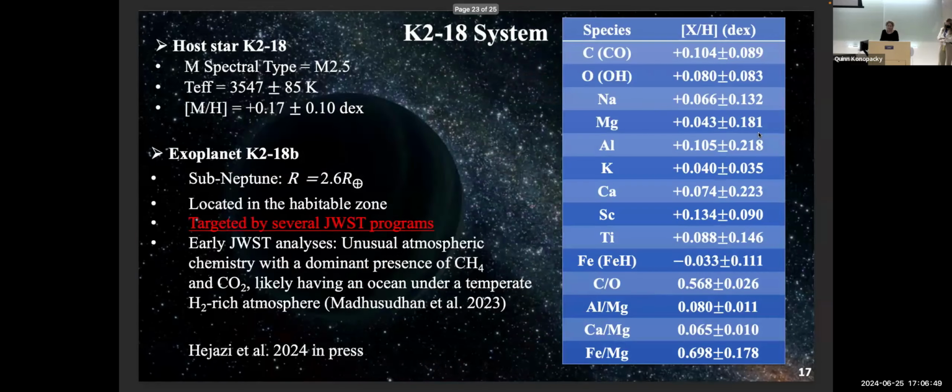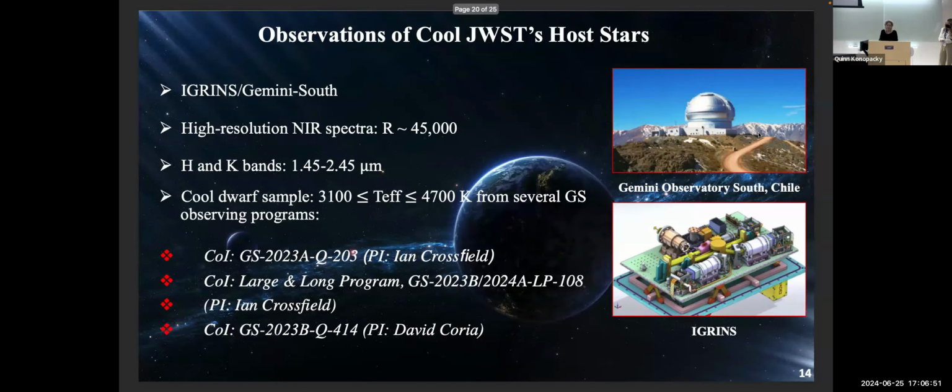Yeah, the IGRINS spectra range covers both H and K bands, from 1.45 to 2.45 microns. Mostly, some 80% of the range is useful, but there are always some bad pixels and some edges of the orders that we need to remove. So it's not 100%.